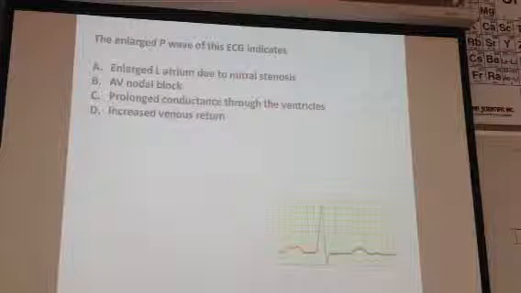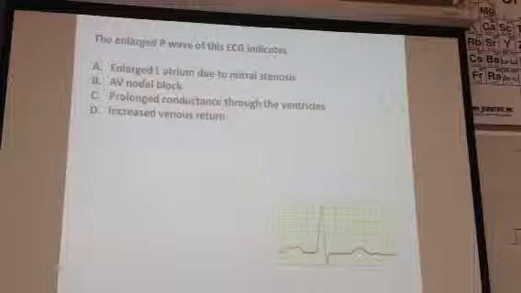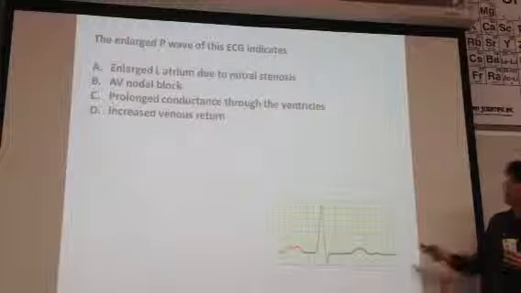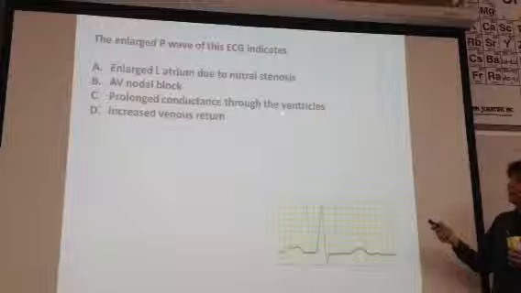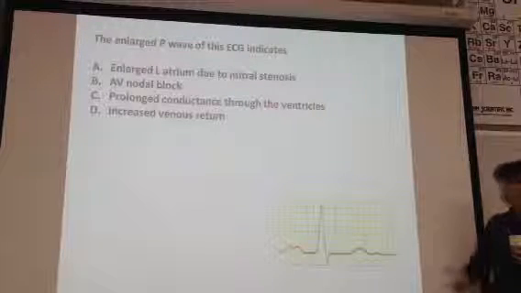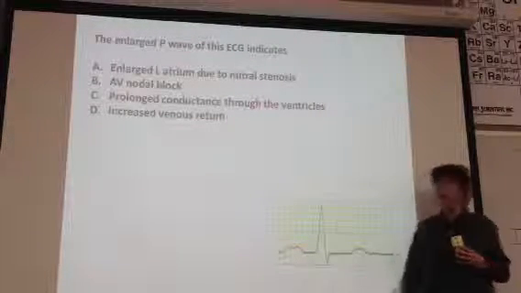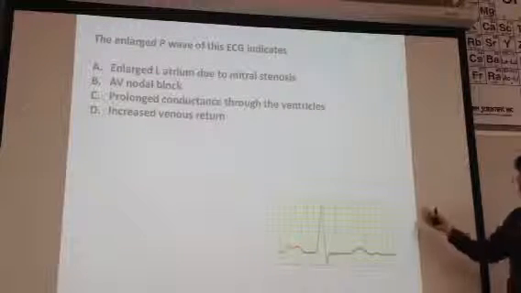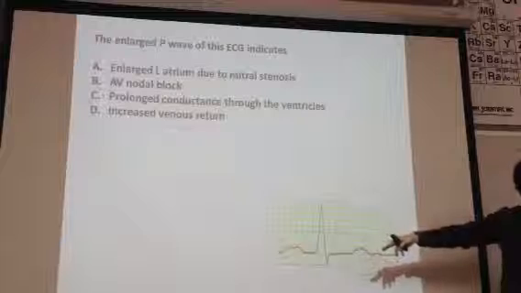So, AV nodal block: at what point on our ECG is the current going through the AV node? During the P, PQ, PR interval. Is that question about the PR interval? No. Prolonged conductance through the ventricles, we just saw that with the previous question. So that's going to be our QRS. Increased venous return is really not going to change the atria.